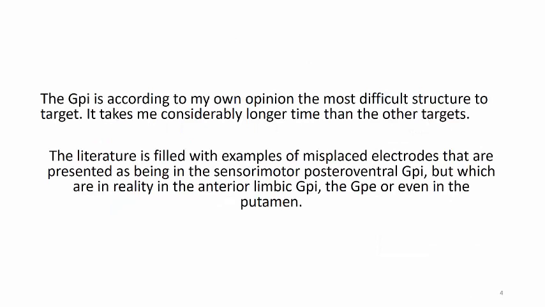The GPI is, according to my own opinion, the most difficult structure to target. It takes me considerably longer time than the other targets. The literature is filled with examples of misplaced electrodes that are presented as being in the sensory motor posteroventral GPI, but which are in reality in the anterior limbic GPI, the GPE, or even in the putamen.